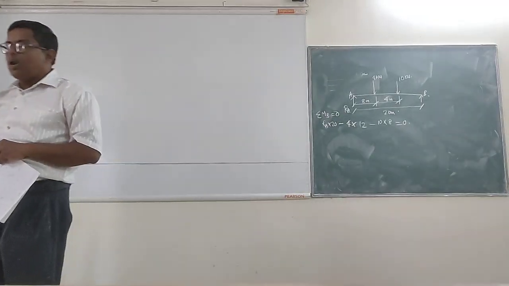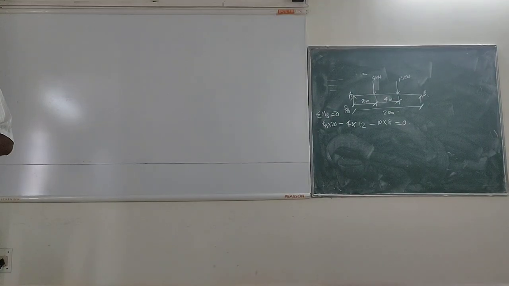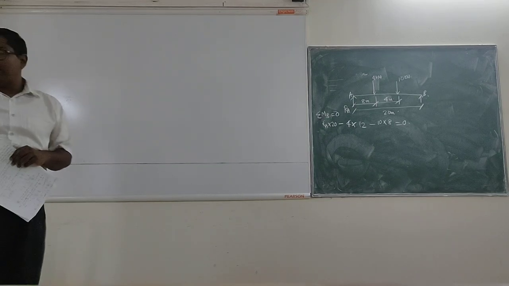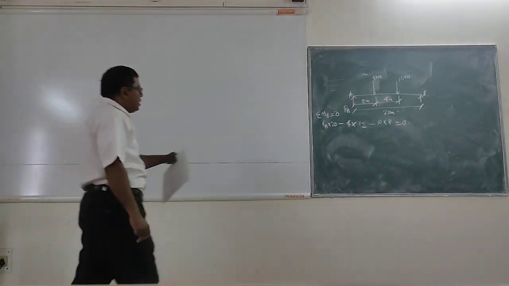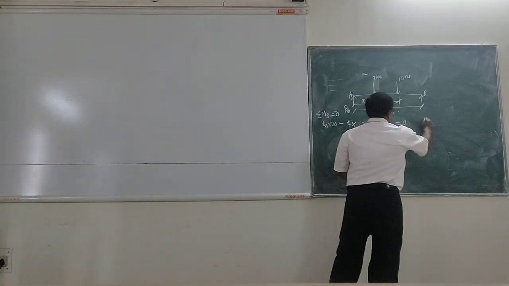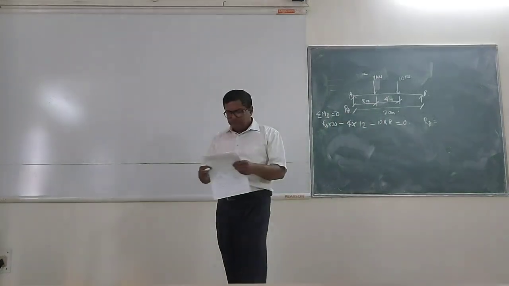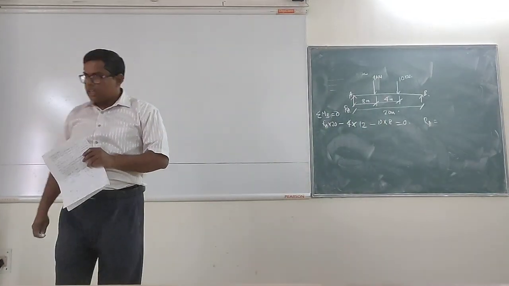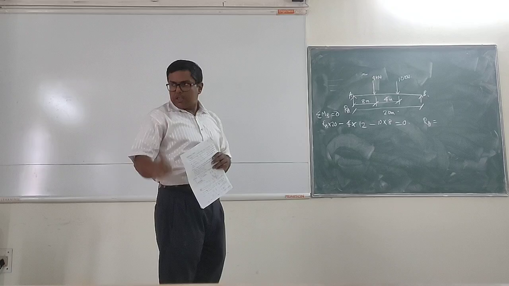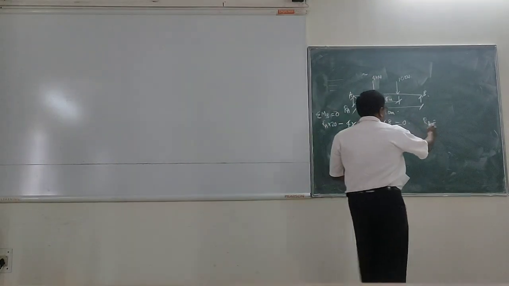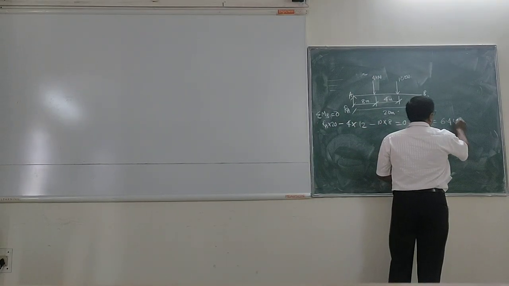B is a roller support, let's say, at the end. So the summation of all the moments about B should be equal to 0. Correct? That way I can find the reaction. So what will be the reaction RA? Find out the value of RA. 6.4, it is coming. Use the calculator, 6.4 kilonewton.